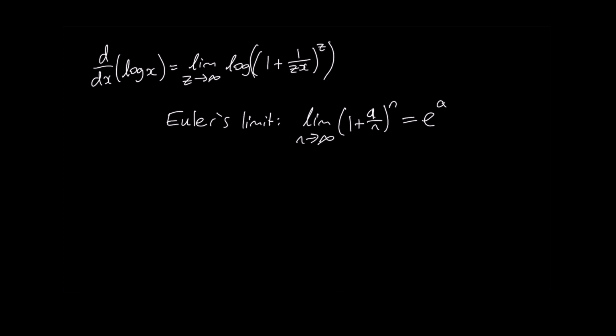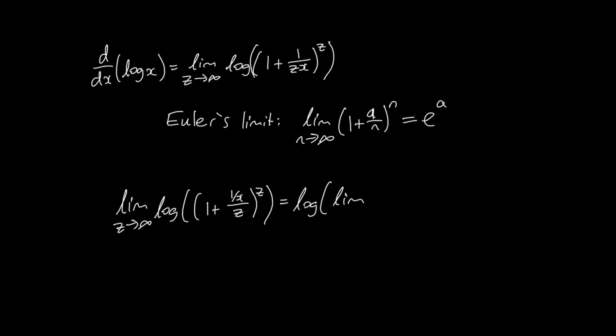So if we apply that limit, we find that our limit as z tends to infinity of log of 1 plus, let's say, 1 on x over z, that's the same thing as what I had before, to the power of z, is the same thing as log of the limit. So I'm using here the continuity of the logarithm. So log of the limit of 1 plus 1 on x over z to the power of z, that's equal to log of e to the 1 on x, which is 1 on x.